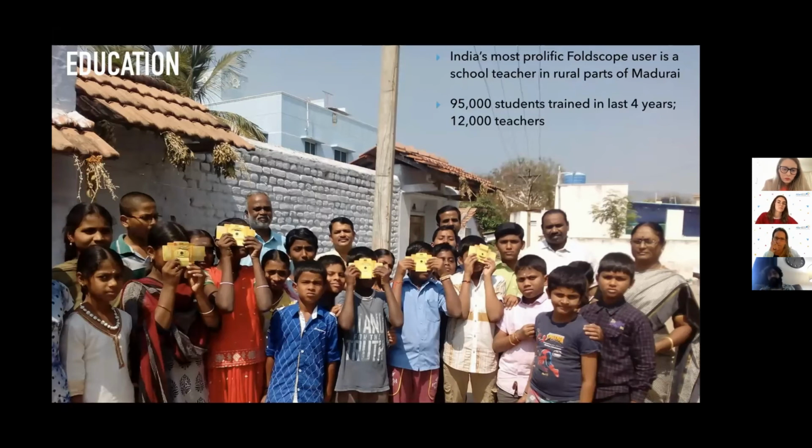I translated it. I realized that he was running a school of 12 kids. I sent him some foldscopes. And 4 years later, this one single individual has trained 100,000 kids across India. After English, Tamil is the most spoken language. He gave up his career. He essentially started traveling across the country.